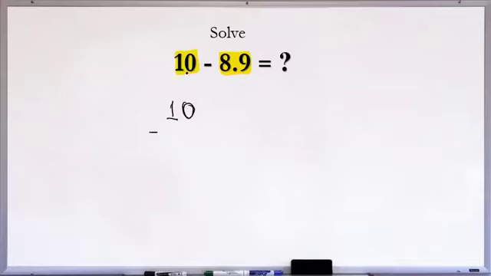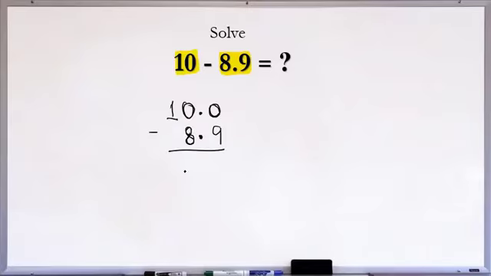Now we need to add a decimal point to 10 here, so it's going to be 10.0. The reason why we're doing this is because 8.9 has got one number after the decimal point, which is 9, and then we have 8 here. So this is how we're going to arrange it.